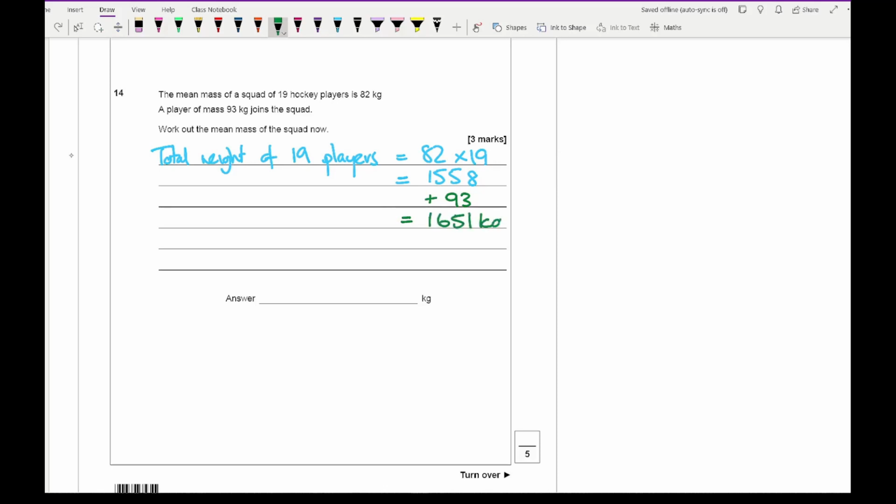1651 kilograms. Now I want to work out the mean. So the new mean is going to be 1651 divided by, well, there were 19 players to start with, one has joined, so it's now 20, and then that gives me a new mean of 82.55.